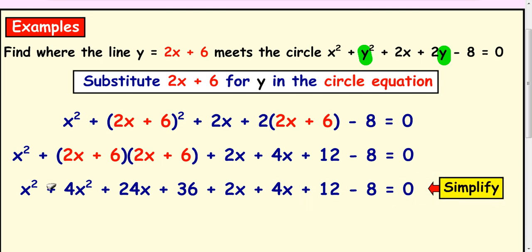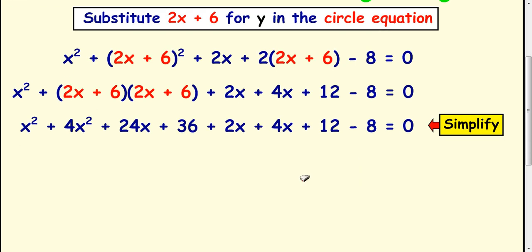We need to simplify this down. It's really important you're good at your algebra work here. So you've got 4x squared and x squared, that's going to give you a 5x squared. The x's here, we've got 4 plus 2 plus 24, so that's going to be 30. And then the numbers, we've got 36 plus 12, which is 48. Take away 8 is 40.